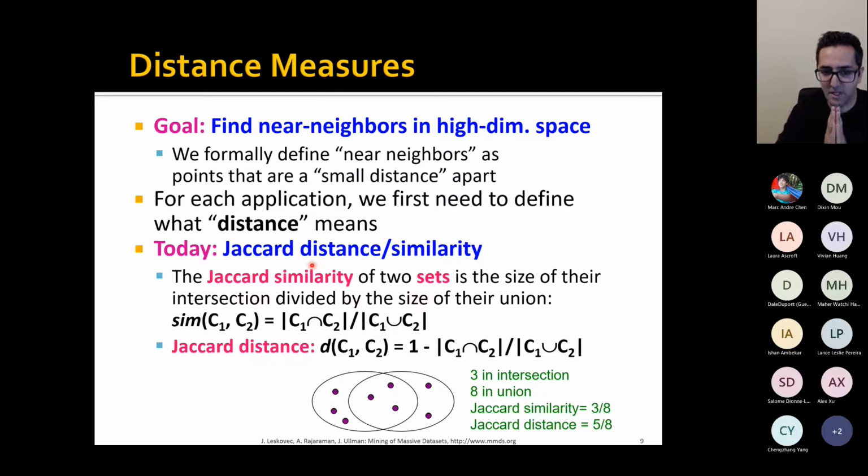Okay, let's make sure everybody is on board before we move on. I want to make sure everyone knows what Jaccard similarity is. Questions?